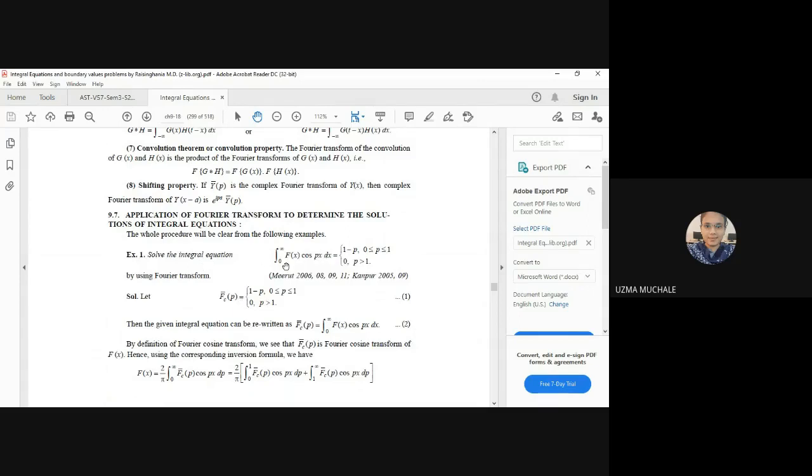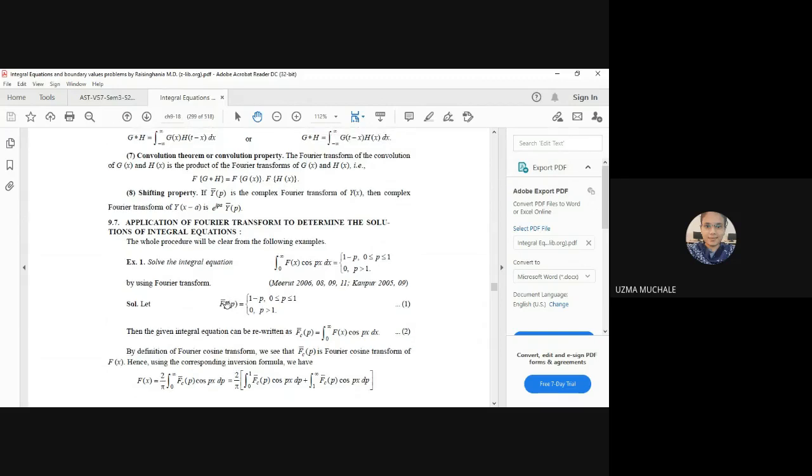So you can see here we have to solve an integral equation by using the Fourier transform. The integral from 0 to infinity of f of x cos of px dx is equal to 1 minus p in the interval 0 to 1, and for p greater than 1 it is 0. Now this is in the form of the Fourier cosine transform, so that's why you can see F_c. F_c means the Fourier cosine transform.